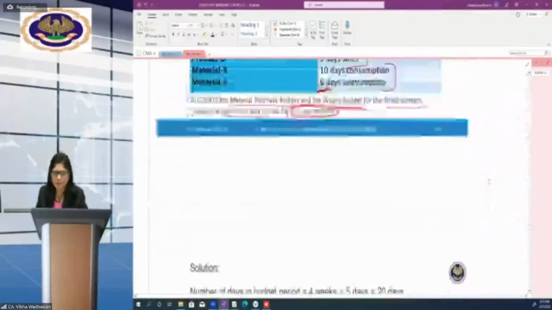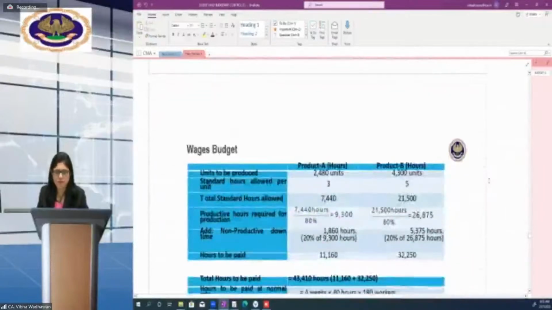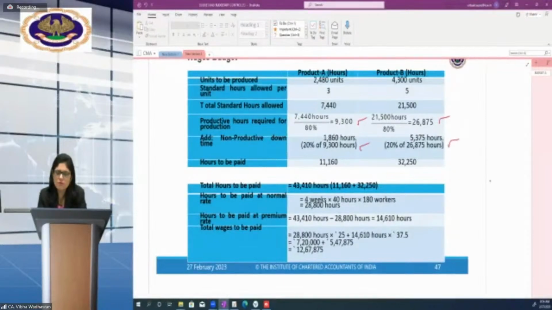So let us see if there is any proper format, so that you can note the solution. This we have done. Okay, wages budget. Let us just check, have we done it correctly? Yeah. So 9,300 total hours plus 20% for the downtime is also going to be paid. So this is the total hours which we have to pay. The extra hours will be paid at the overtime rate, and 28,800 will be paid at the normal wage rate. So 12,67,875 is the total wages to be paid. I hope things are clear to you, students.